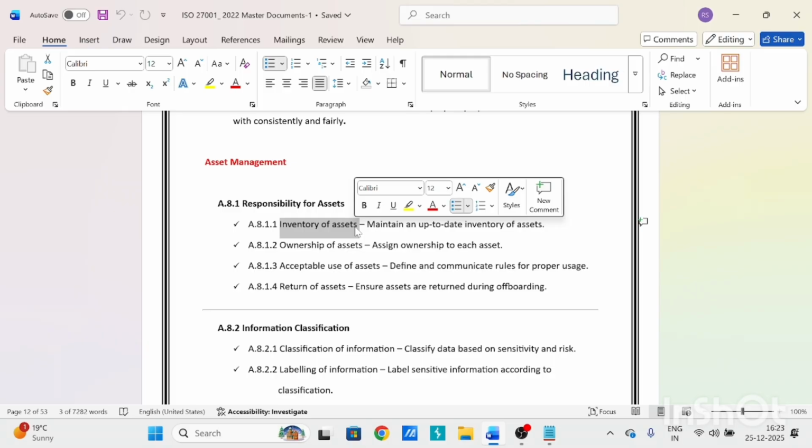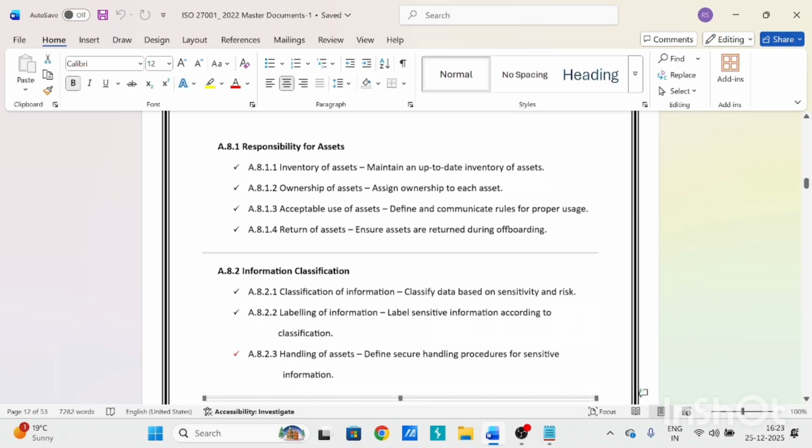A.8.2 describes information classification, meaning what information is hosted on these assets, because there are multiple servers and networks existing in the organization. What classification of data is hosted on those assets should be described in the inventory. So classify data based on sensitivity and risk, and label sensitive information according to the classification.